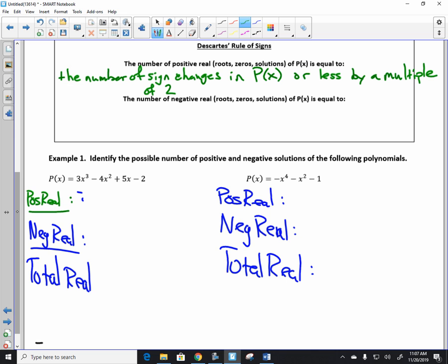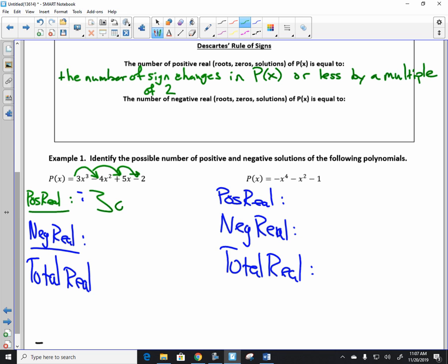So what I do is I look at this polynomial here. It starts out with a positive 3 and then goes to negative 4. So that's a sign change. Then it goes from negative 4 to positive 5. That's a sign change. And then from positive 5 to negative 2. That's a sign change. So how many sign changes were there? There are 3 sign changes. So there are 3 positive real roots.